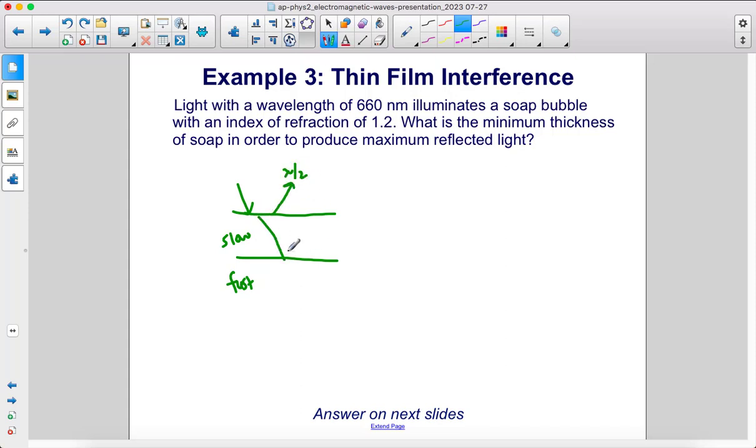But are we going to have a phase shift here? No, we are not, because we're bouncing off a faster medium. So we do not get the phase shift, which means they're currently out of phase. So we're going to have to get them back into phase by using m plus 1/2. Let's go to the next slide to see this in action.